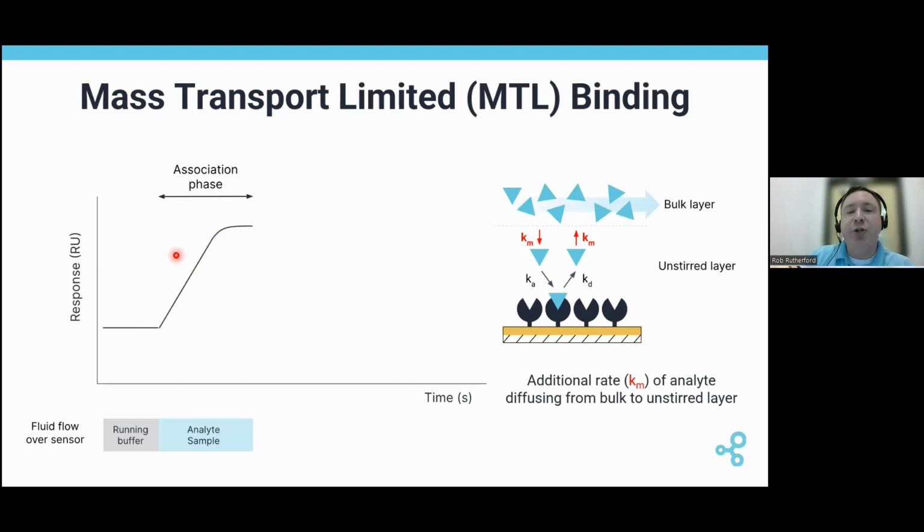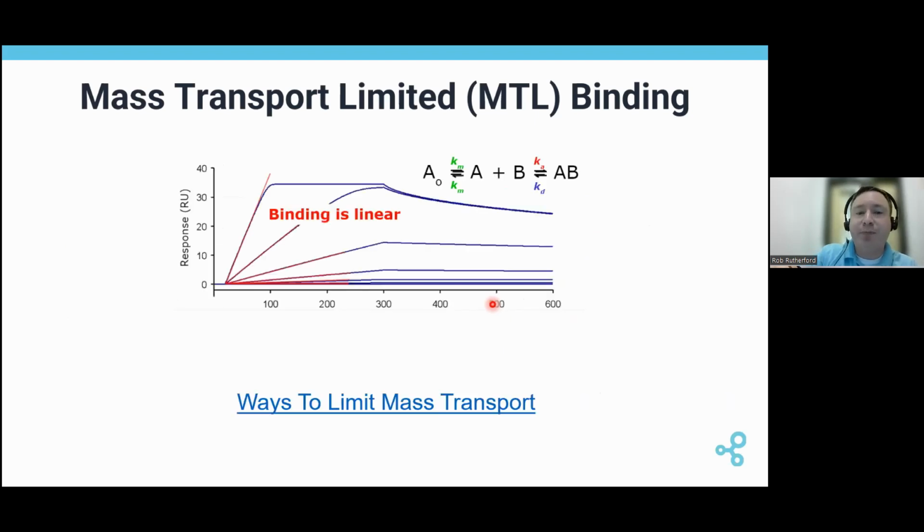So you can see here during the association phase, we have an almost linear response because we have put too much ligand on the surface. And instead of getting an accurate association rate, instead we're just seeing the Km. So it's a diffusion coefficient, and we're actually measuring that due to the increase in ligand concentration.